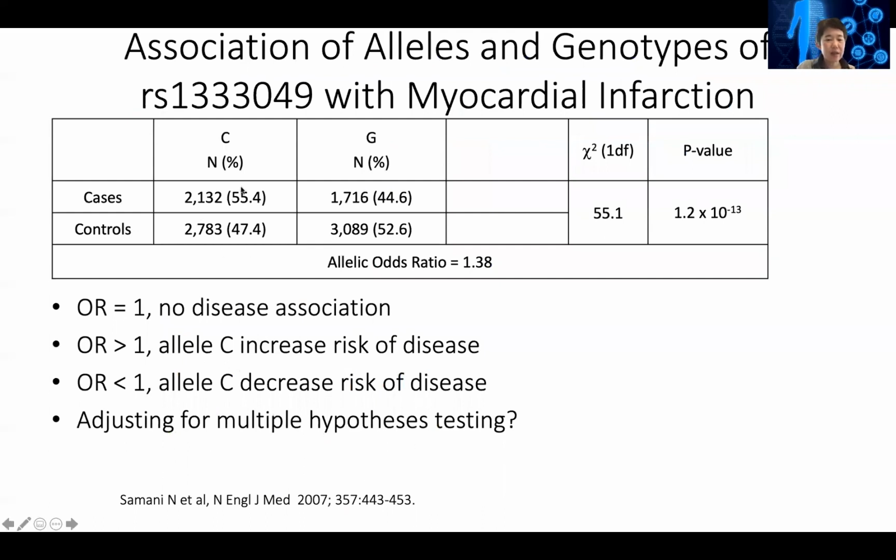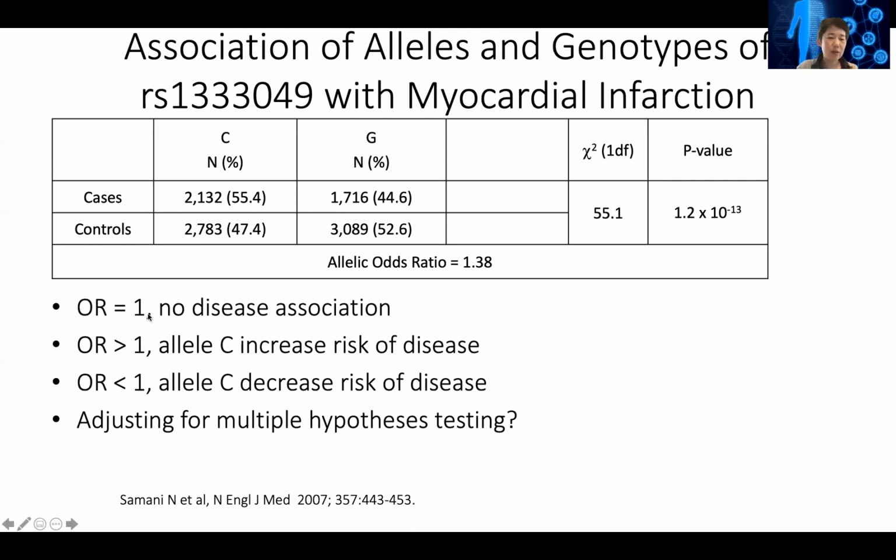So you can see in this situation, with the C and the G allele at the same location, the chi-square test is giving you a really tiny p-value. It's because we have a pretty big population here, roughly 2,000 people, to do the association. But the allele odds ratio is only 1.38, which means you're 38% more likely to get the disease compared to people without that allele.